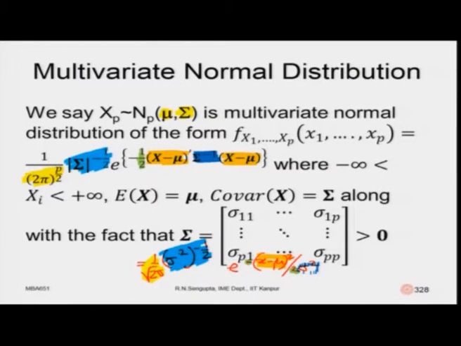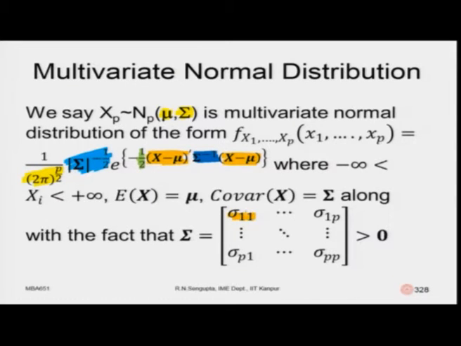Now, as usual, you will have x values ranging from minus infinity to plus infinity. Expected value of x is mu, covariance of x is the variance covariance matrix, and the variance covariance matrix would always be positive definite. So, I will erase this and highlight the important facts.